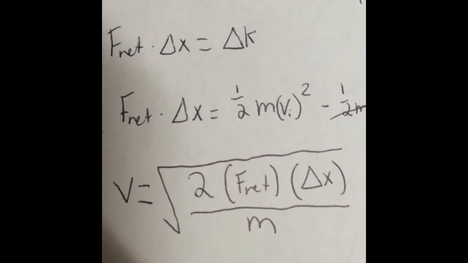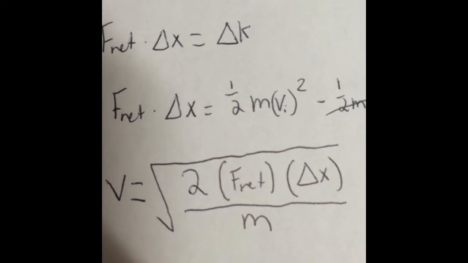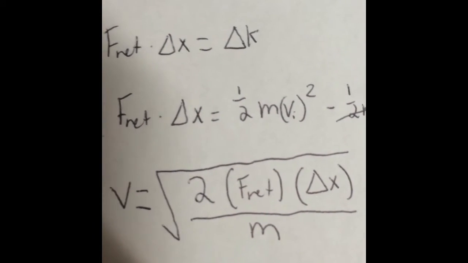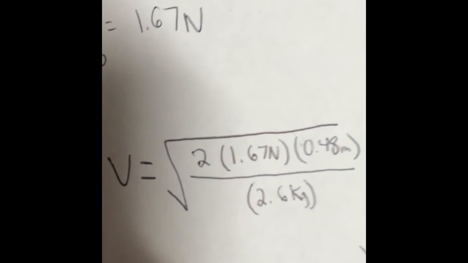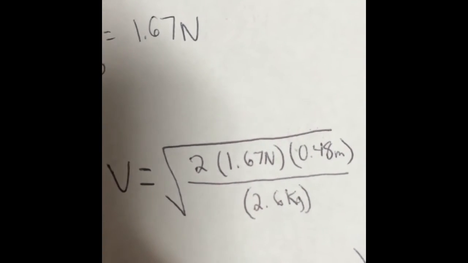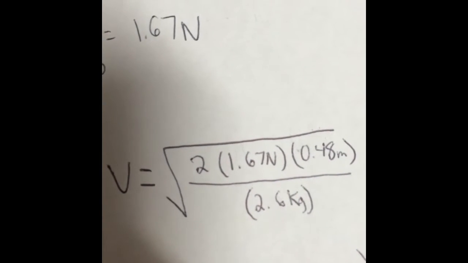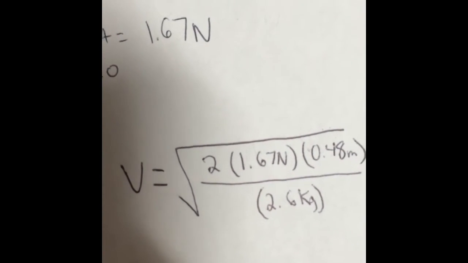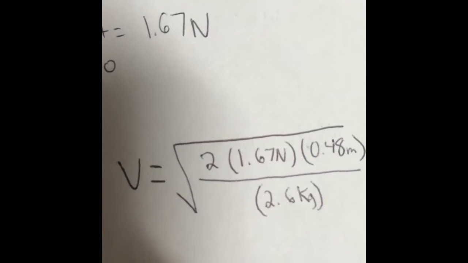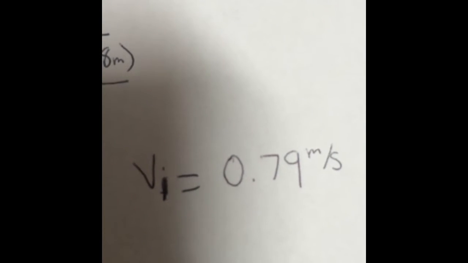And we get the velocity equals the square root of 2 times F net times delta x over m. We plug in the numbers: 2 times 1.67 newtons, which was the F net, times 0.48 meters, all over 2.6 kilograms, which is the mass of the pitcher. Our initial velocity comes out to be 0.79 meters per second.